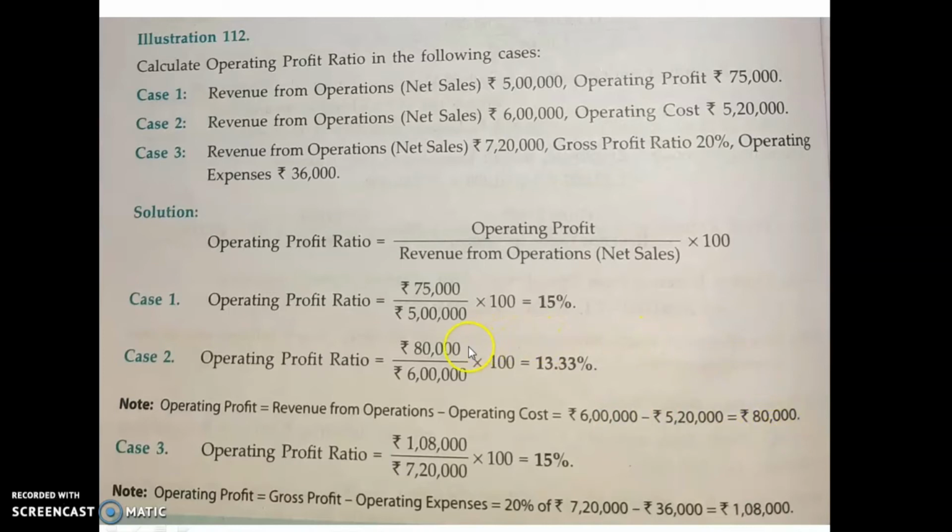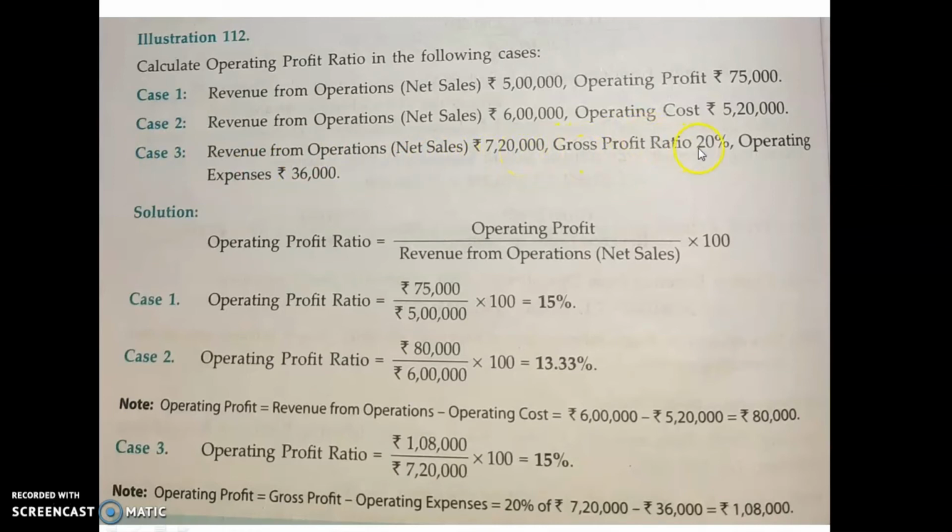Now write this 80,000 in the formula as per the formula for operating profit ratio. Operating profit in case 2 is 80,000, and case 2 revenue from operation is given as 6 lakh. So write down 6 lakh over here into 100. That will give you the result as 13.33%. Now case 3. Case 3, revenue from operation, that is net sale, is given as 7,20,000.